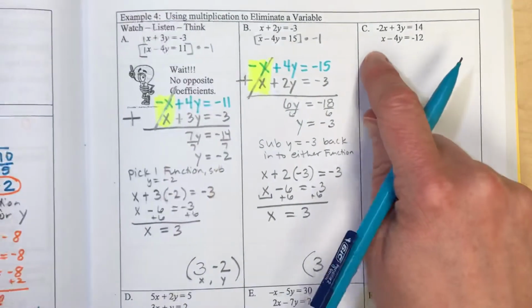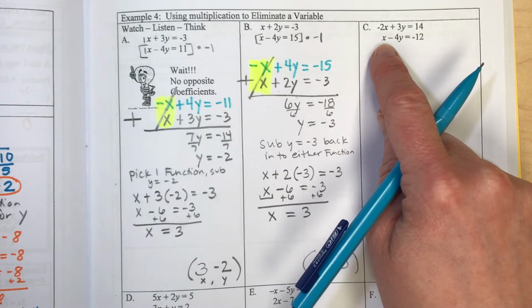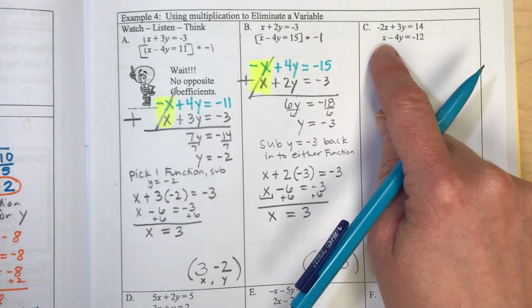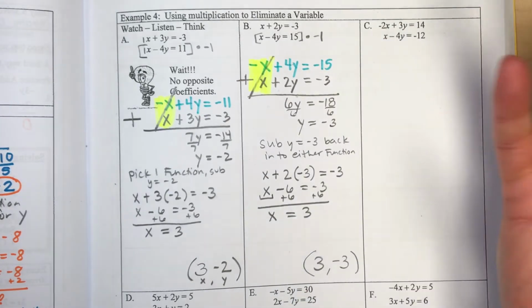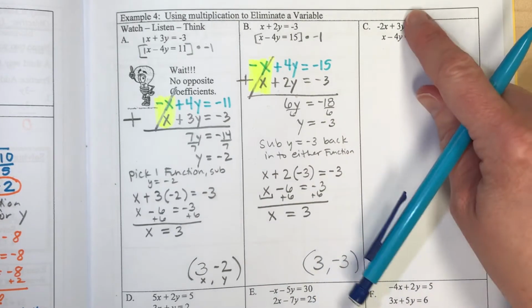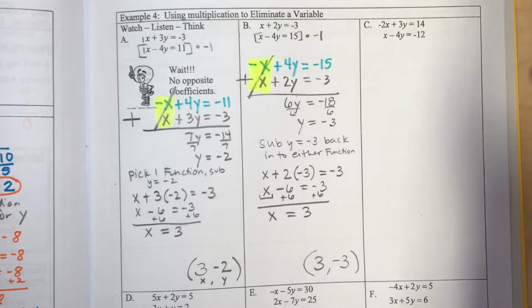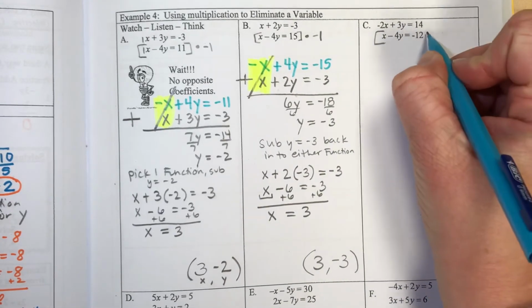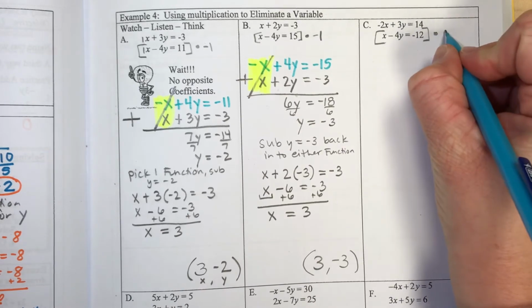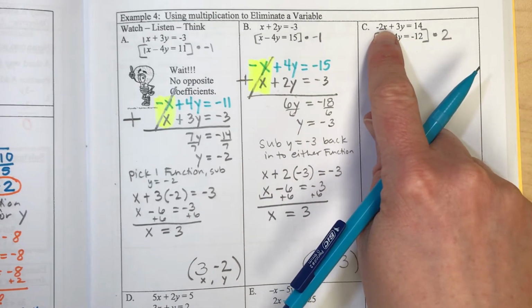Now take a look. Negative 2 for my x, 1 for my x. Those are not the same number, but they are opposite signs, so that's kind of helpful. Positive 3y, negative 4y. Those are not going to cancel to make a 0y. So what I'm going to do is multiply my second function by a positive 2, because that will cancel with a negative 2.